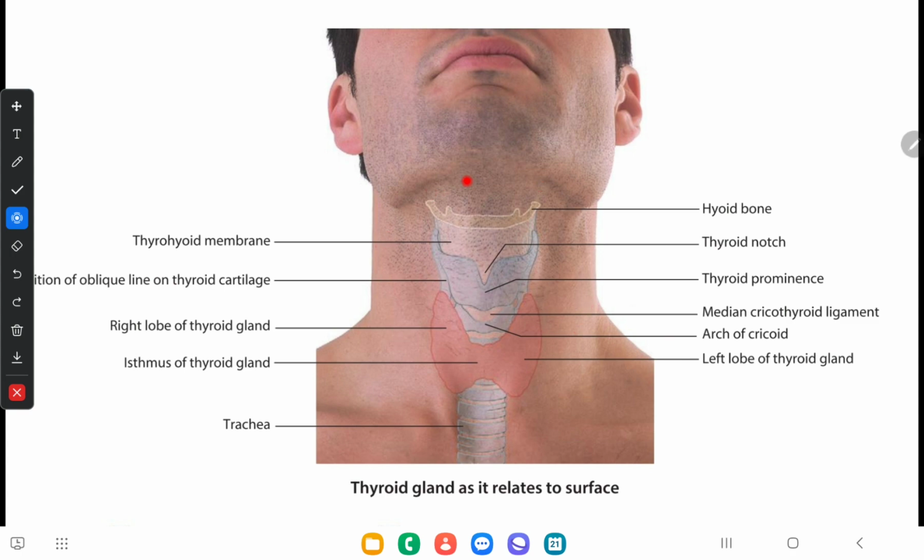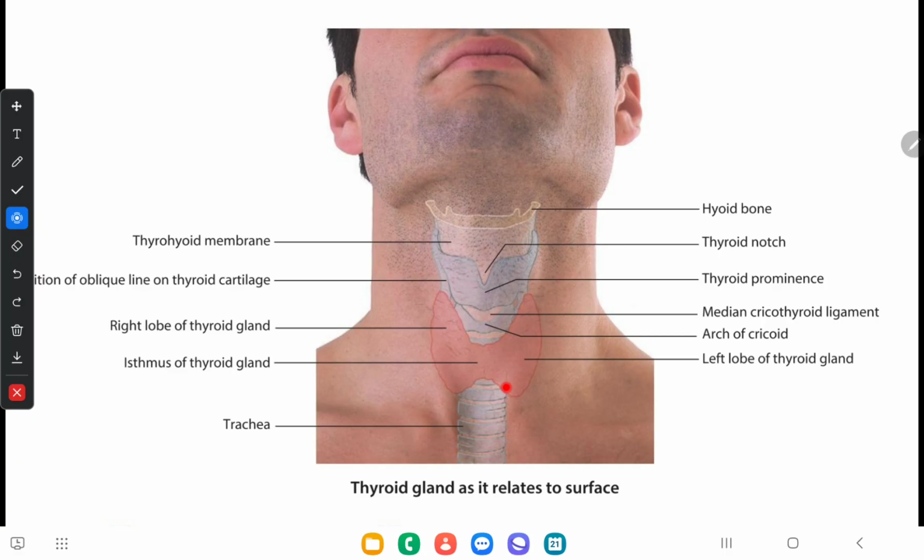This is the cervical region, and you can see the cartilages in the laryngeal area, and this is the hyoid bone. So, this is the thyroid cartilage, this is the cricoid cartilage. So, you can see thyrohyoid membrane here and cricothyroid ligament, median cricothyroid ligament here. This is the thyroid gland. You can see right lobe of the thyroid gland, left lobe of the thyroid gland, and isthmus of the thyroid gland. This part is the trachea.